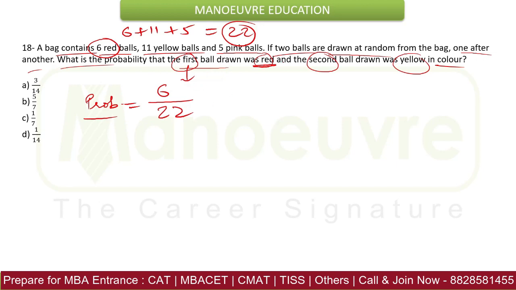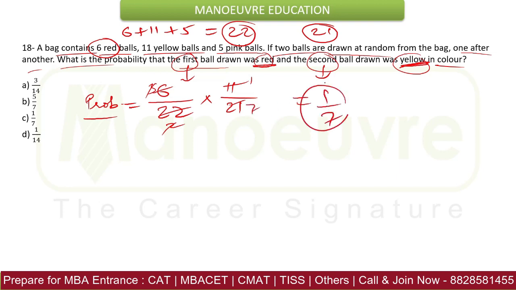Now one ball is less, so we will be remaining with 21 balls now for the second time. Now for the second time, we have to draw a yellow ball. Yellow balls are 11, so 11 we have to draw out of 21 balls. So this will be the required probability. 11 ones are 11, 11 twos are 22, and 3 ones are 3, 3 sevens are 21. So it will be 1 by 7, which will be the answer, option C.